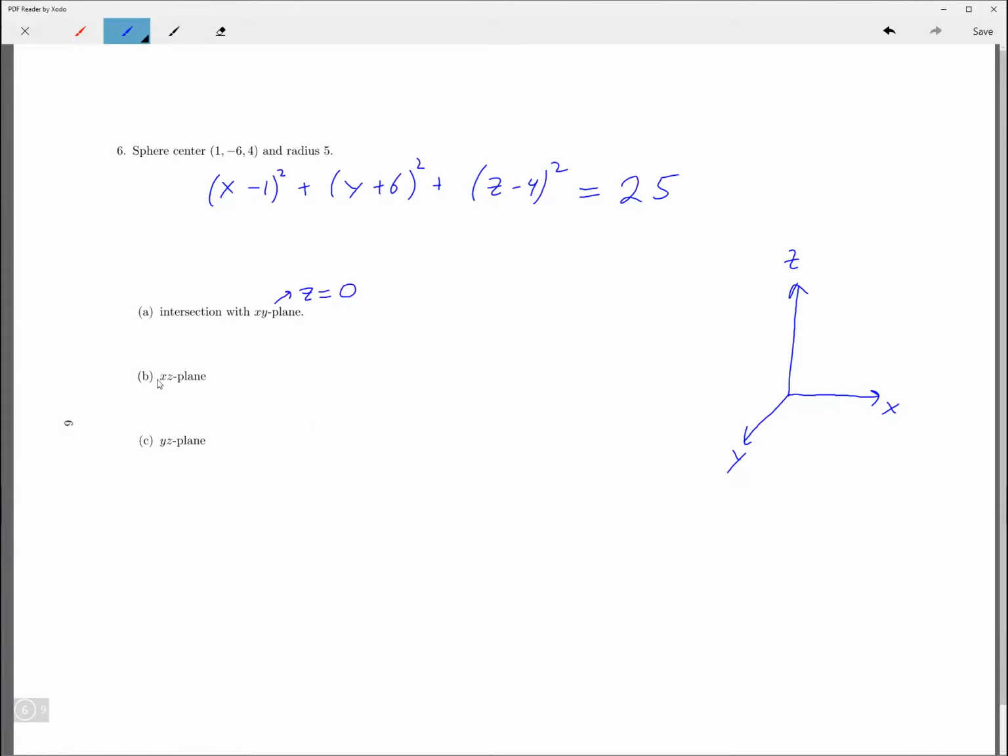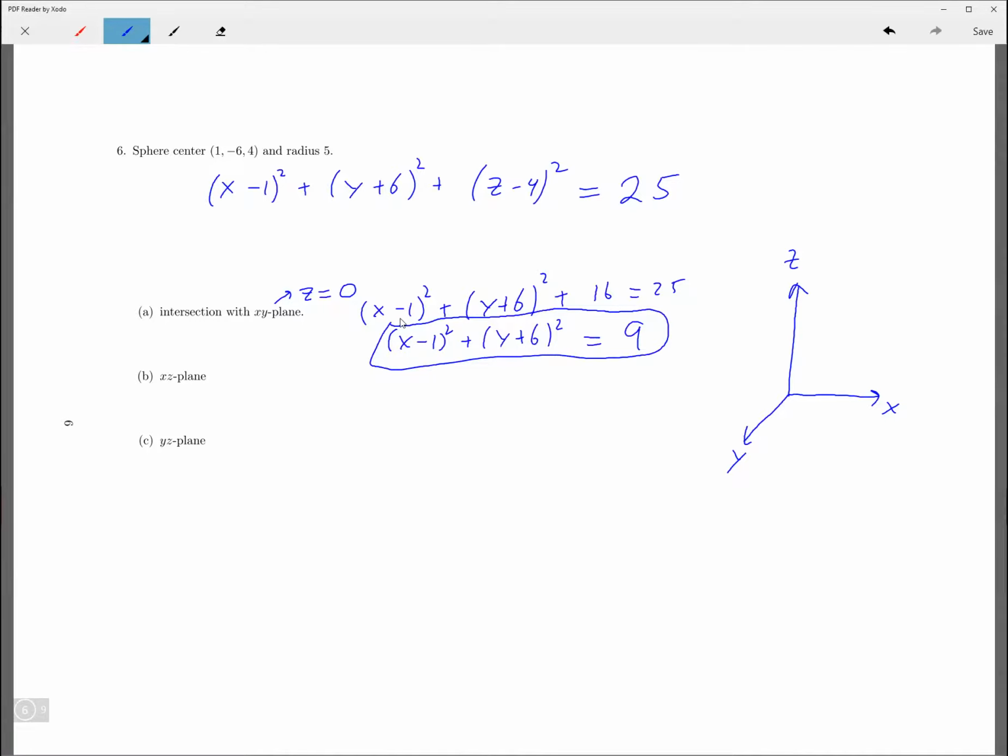Okay, and then what's this equation going to be? So we'll come back to here. If you're going to intersect with this, you're looking at this equation and this equation. So what do you have to do? Plug in zero. Just plug a zero in there, right? Okay, so that's going to be x minus 1 squared plus y plus 6 squared plus 4 squared, so that's 16, equals, is that 9? Okay, so that looks like what that's going to be right there. So you just solve for whichever one you're looking for.